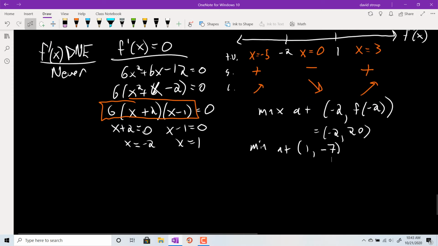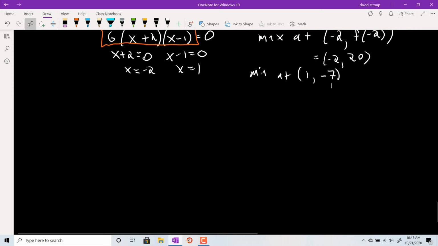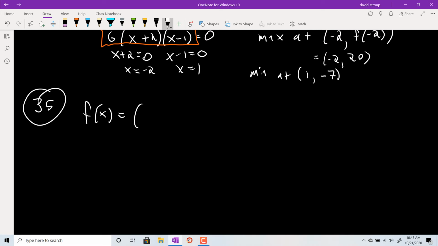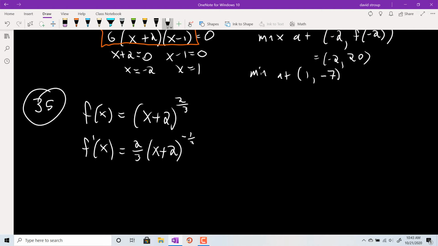Okay, great. Let's look at a couple more examples of these, and then we'll move on to second derivatives. So this is number 35 in the book. I have f(x) equals (x plus 2) to the 2/3. f'(x), you're going to bring down the 2/3. Then you have (x plus 2) to the 2/3 minus 3/3, which is minus 1/3, times the derivative of that, which is 1. So 2 all over 3 times the cube root of x plus 2.